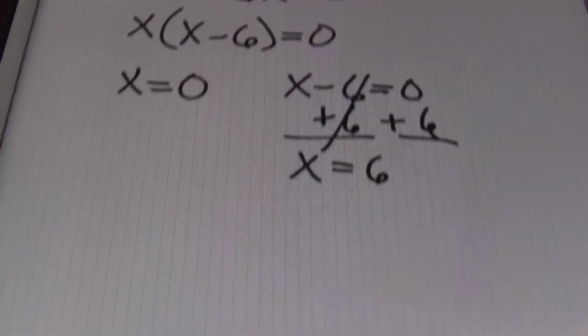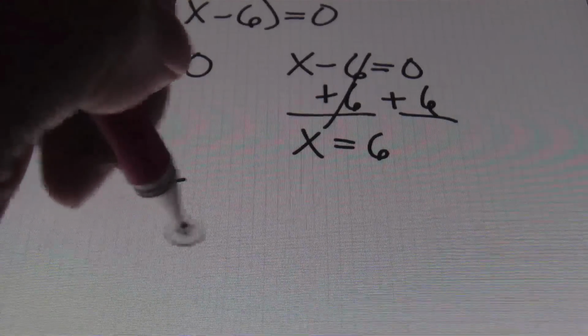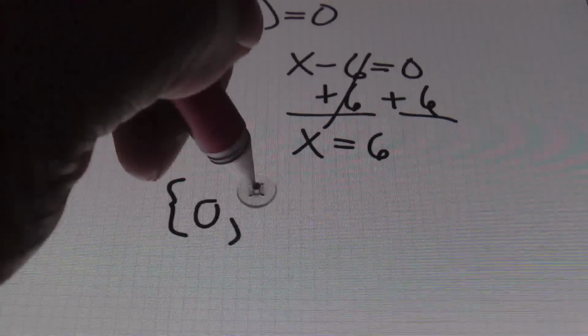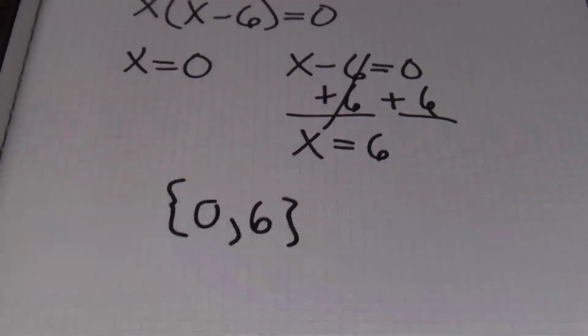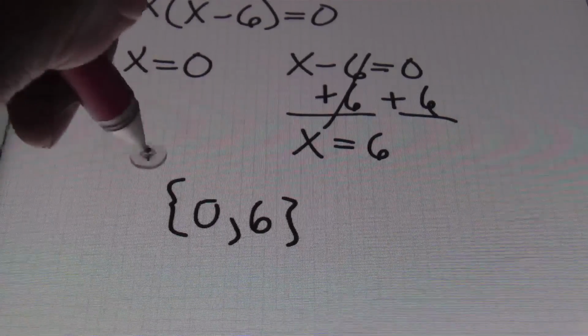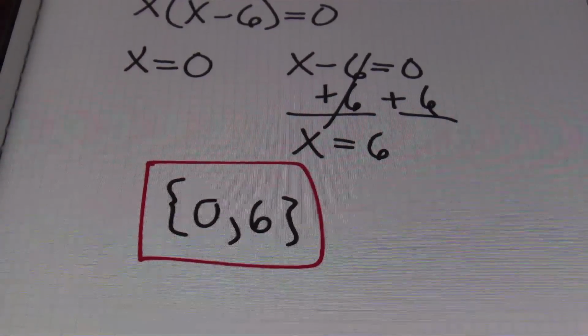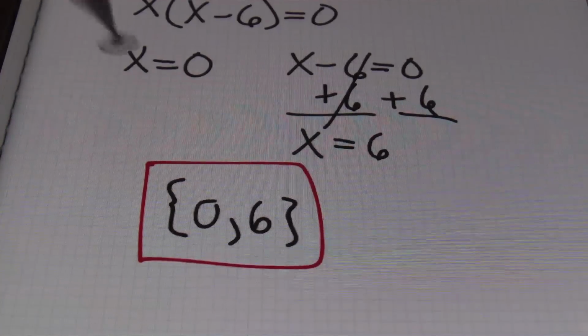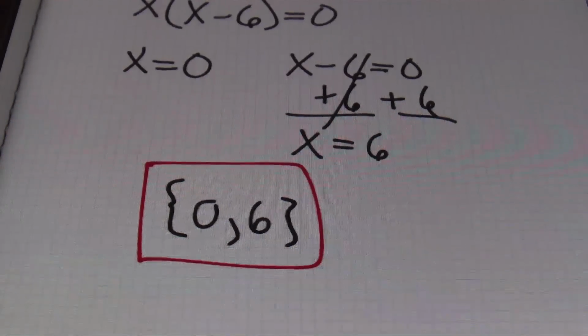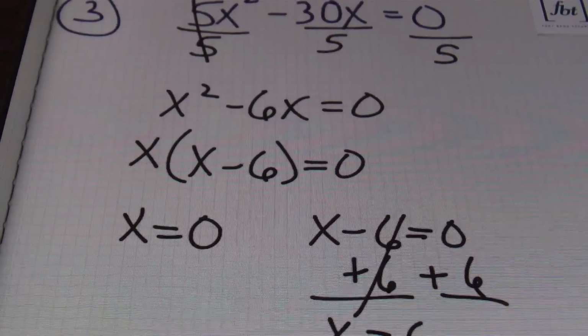So, drawing the solution set. All right, so we have 0, 6 as our solution, and notice the ugly braces that, there you go, I can't do anything about those. All right, so 0, 6. That's the answer to problem number 3. Let's continue on.